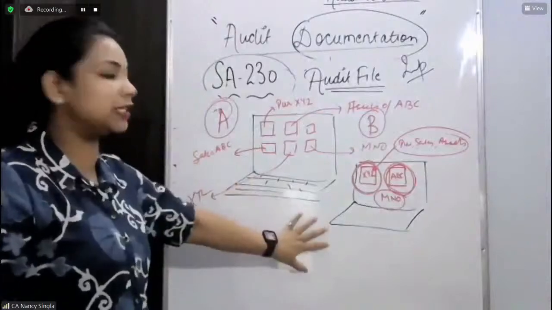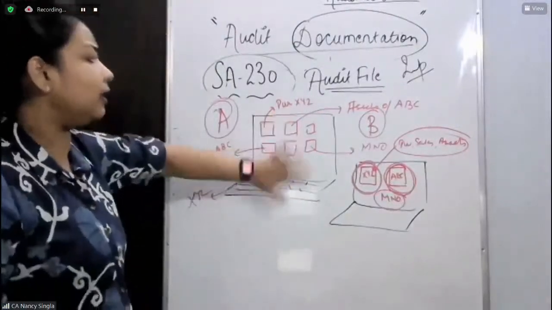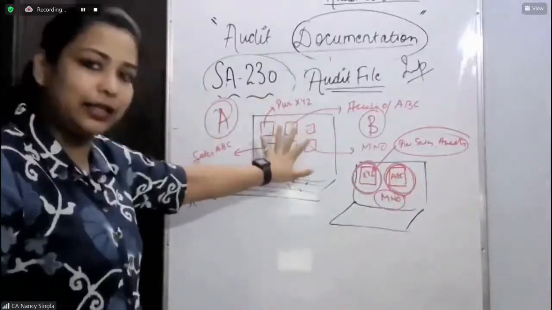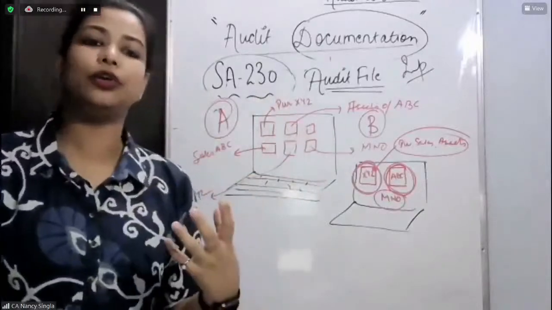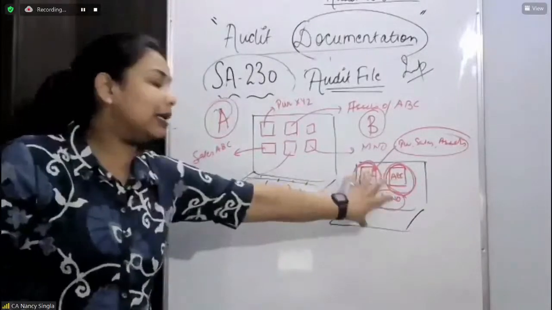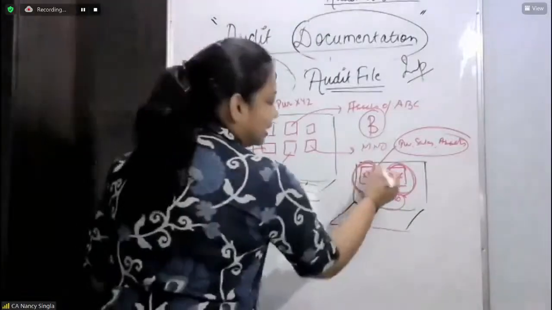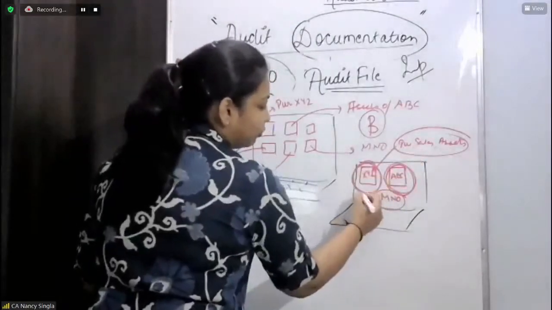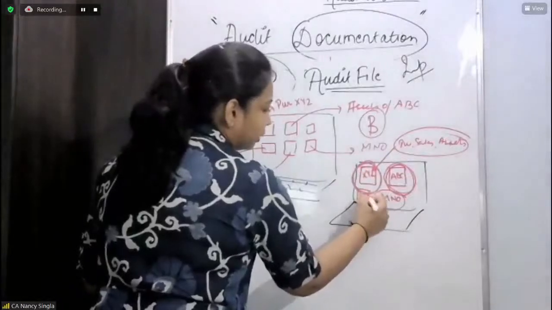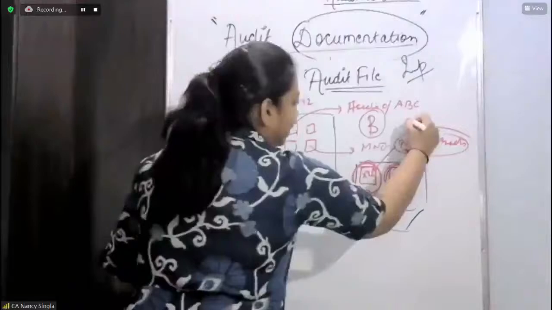Which situation is better? I want answers, please. Here, my documents are there. I have maintained an audit documentation, but in a haphazard way. And here, I have maintained one or more folders. Maybe this is the folder for XYZ. This is also the folder for XYZ. This has all the working, and this has all the final papers.